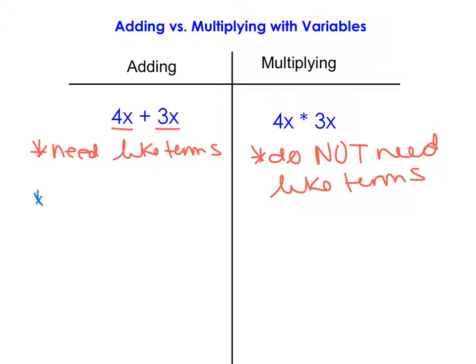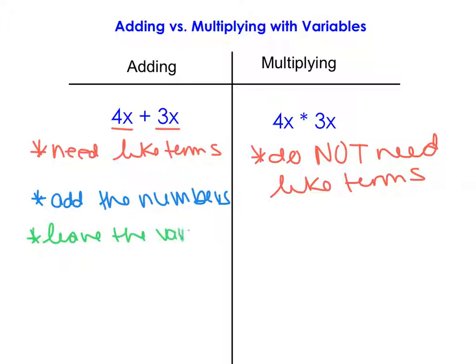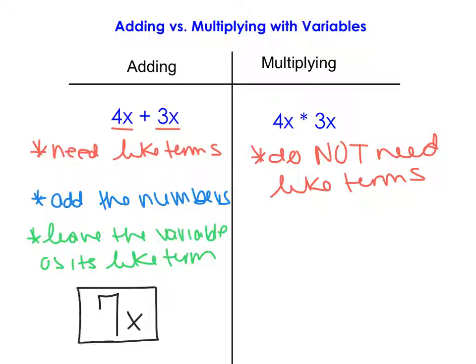Then, when we add these together, we add the numbers, but then what we do afterwards is we leave the variable as its like term. So what I mean by this is that when we add 4x and 3x together, we add the 4 and the 3 to become 7, but the variable component of that is the like term.